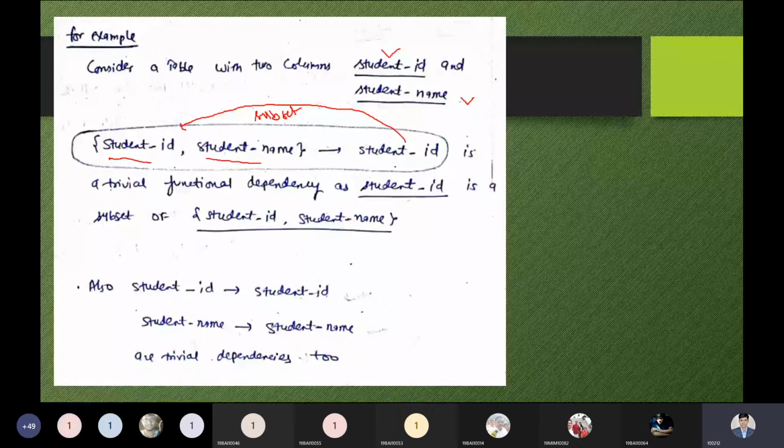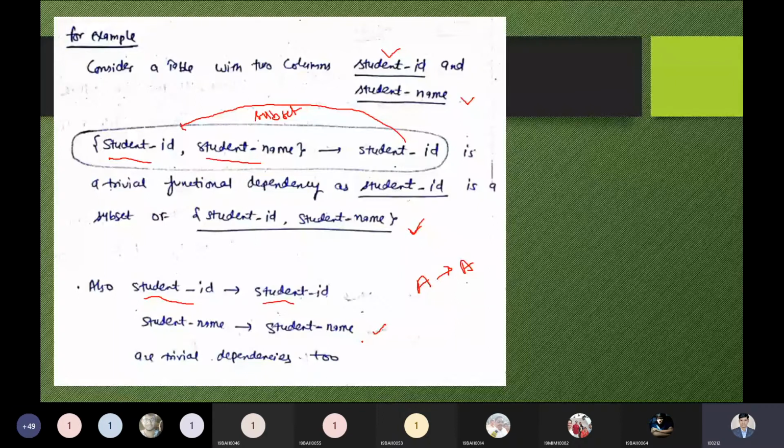So, a functional dependency: student ID determines student ID and student name, so it is a trivial functional dependency, as student ID is a subset of student ID and student name. We have the description in one line over here. Also, student ID determining student ID, we can take just as an example of a self functional dependency. Similarly, student name determining student name is also a trivial functional dependency. So we have this example.